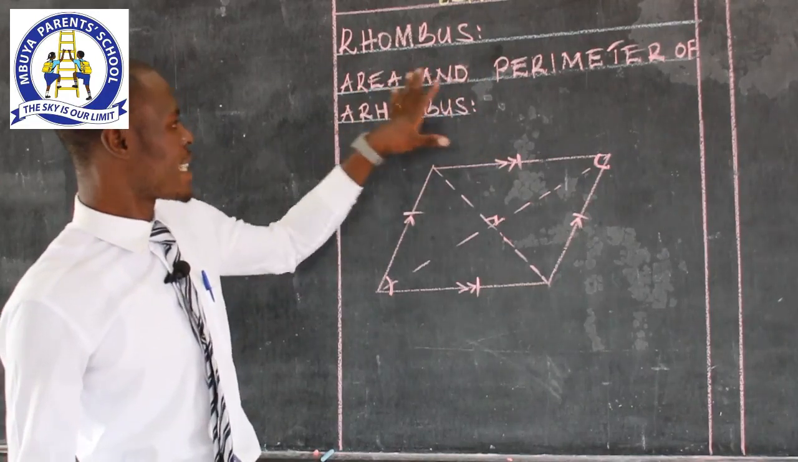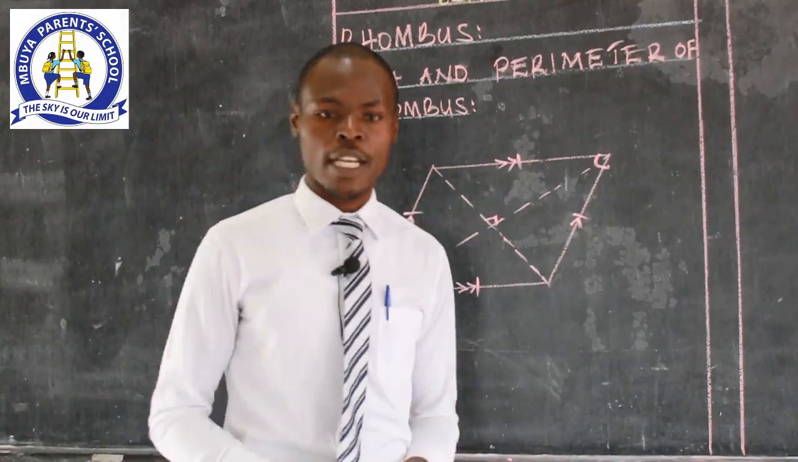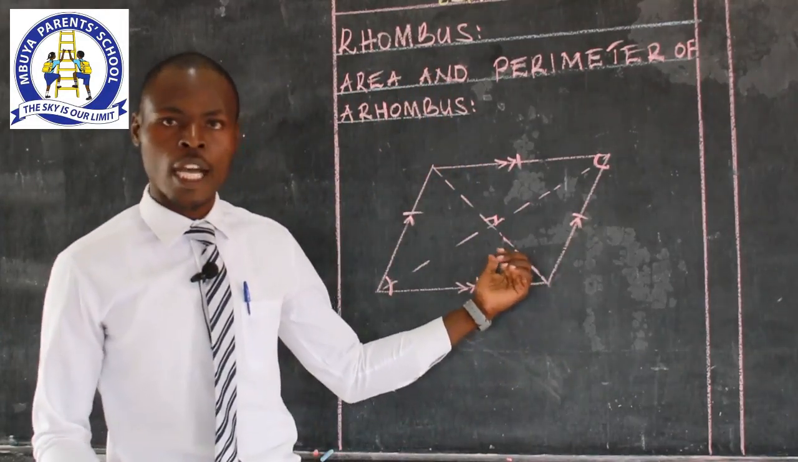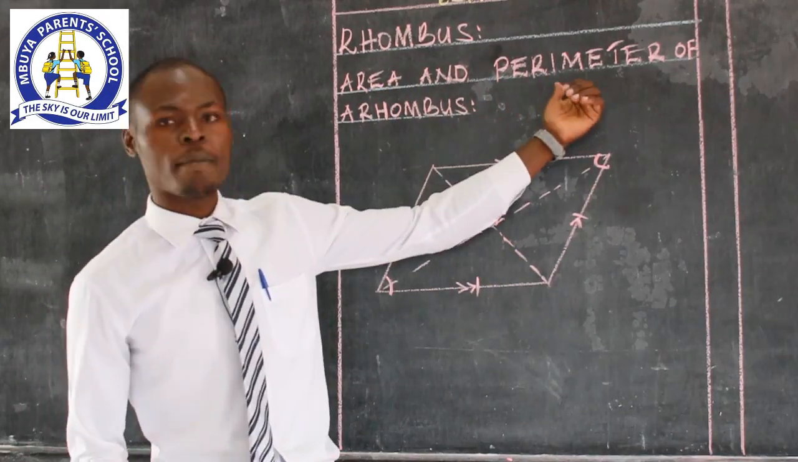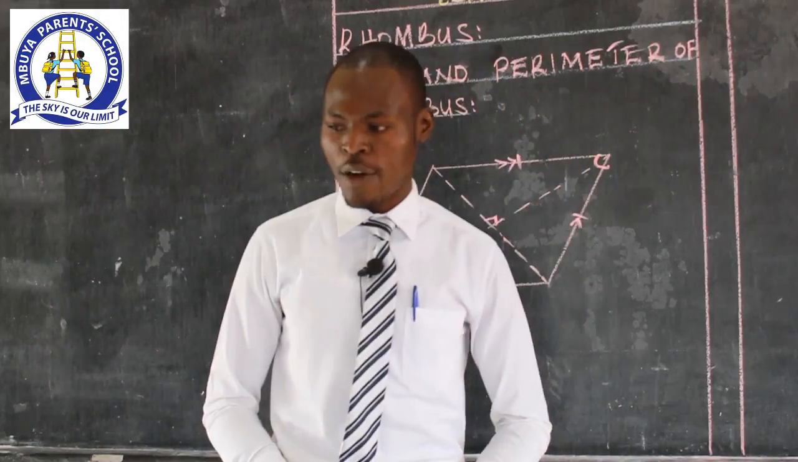Briefly, we're looking at area and perimeter of a rhombus. I expect all my learners by the end of this lesson: 1, to have defined what a rhombus is, 2, to define area, 3, to define perimeter, and lastly to get area and perimeter of a rhombus.